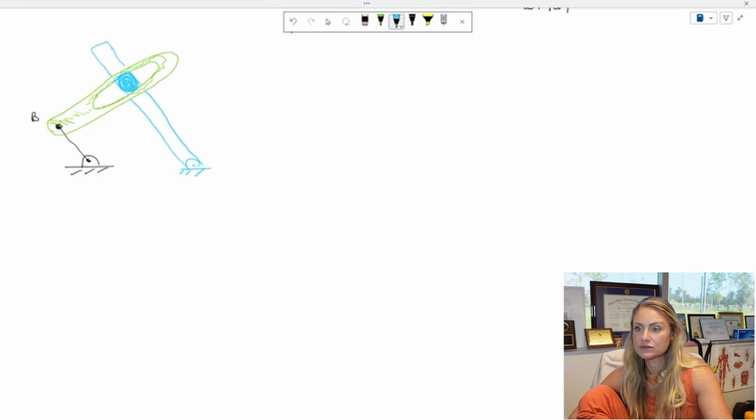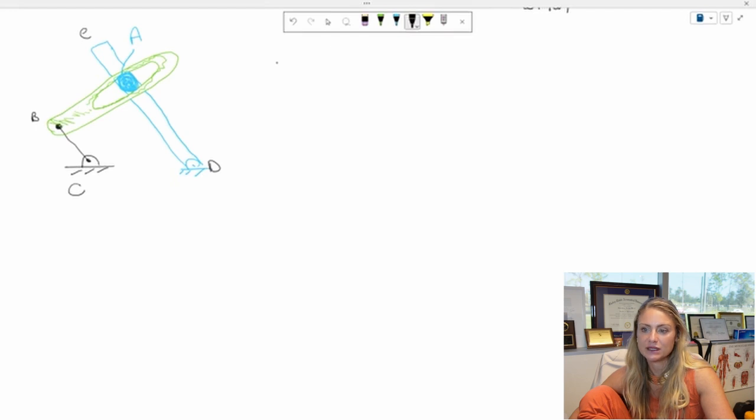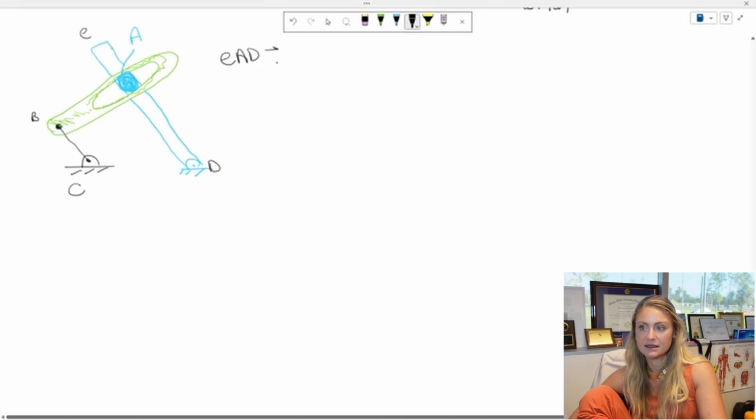So let's label some points here. This is going to be our point A, that's B. I'll label this C, D, and E. Okay, so my question for you: is AB a rigid body? No, because A is not on the body. It's touching it, it's sliding. It's attached to body DE. So I could say that EAD is a rigid body undergoing planar motion. Actually, it's undergoing pure rotation. I can also say the same thing for body CB. It is also a rigid body undergoing pure rotation.